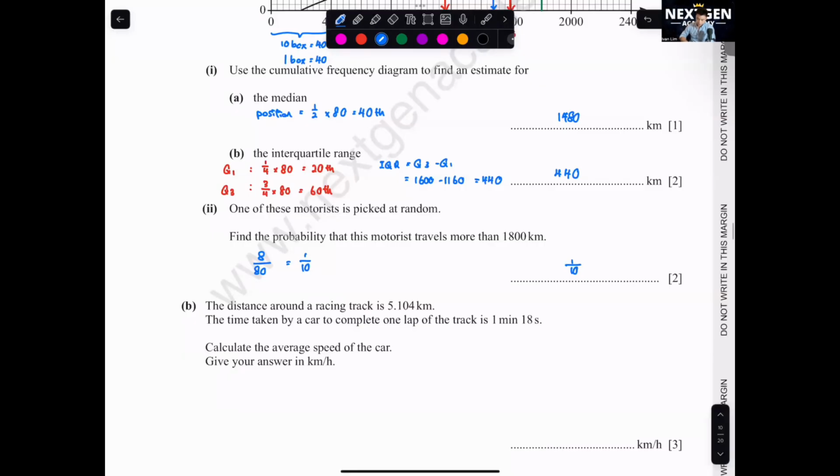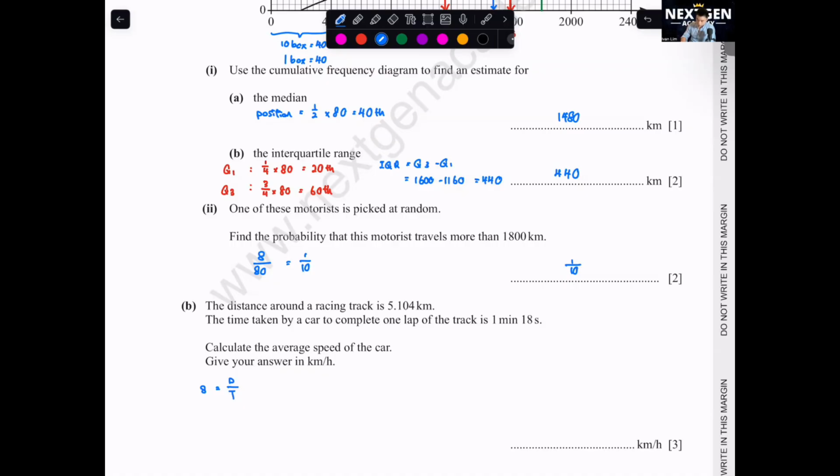Okay, next one. The distance around a racing track is 5.104 km. The time taken by a car to complete one lap of the track is 1 minute 18 seconds. Calculate the average speed of the car. Give your answer in kilometers per hour. Okay, speed is equal to distance over time.